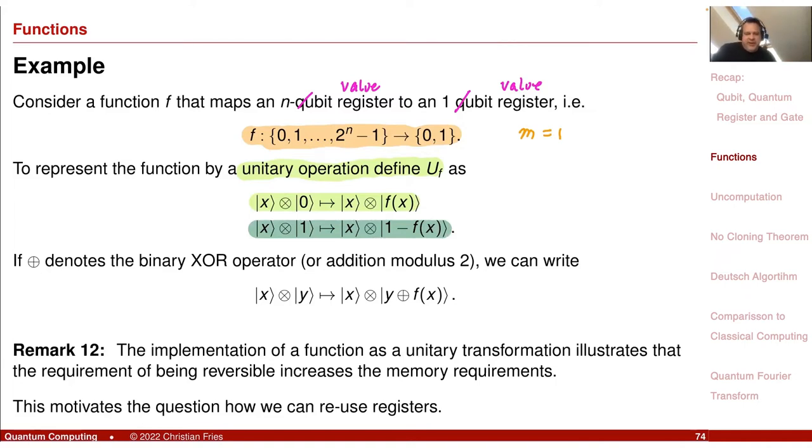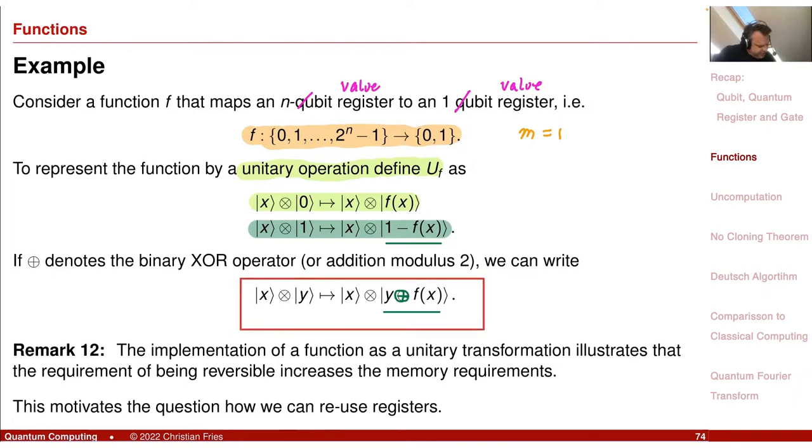And sometimes you find the notation that this part can also be written as the modulo 2 addition or the XOR. So here this operation with the plus, this is mapping 0 plus 0 to 0, 1 plus 0 to 1, 0 plus 1 to 1, and 1 plus 1 to 0. So that's the operation. So sometimes you see this notation, and we have here a very nice form where I now have on my extended state space a unitary operator that encodes the function in terms of unitary operations.